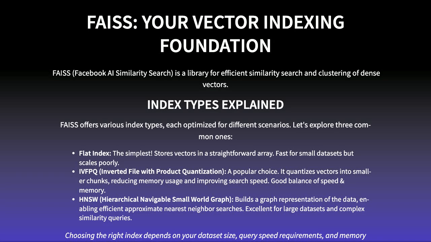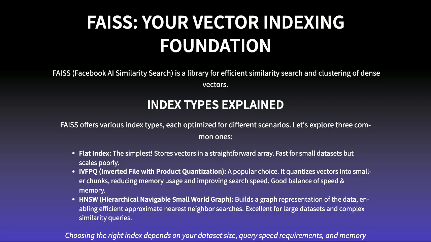Okay, let's talk about Faiss. It's a really important library for working with vector databases. Basically, Faiss helps you quickly find vectors that are similar to each other. It has different ways of organizing those vectors called index types. The simplest is the flat index, just like storing them in an array. That's fine for small amounts of data but gets slow fast as things get bigger.